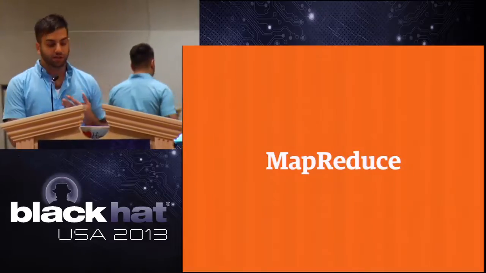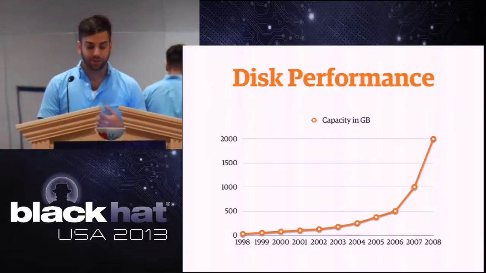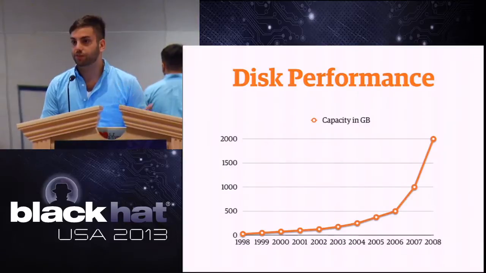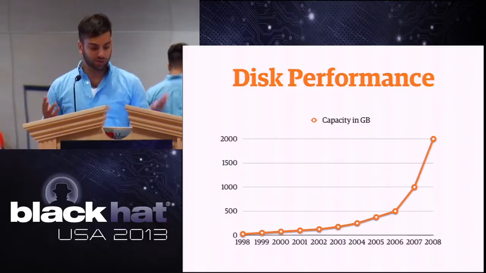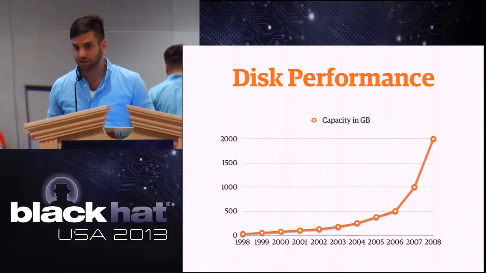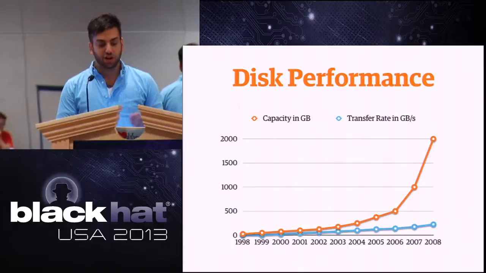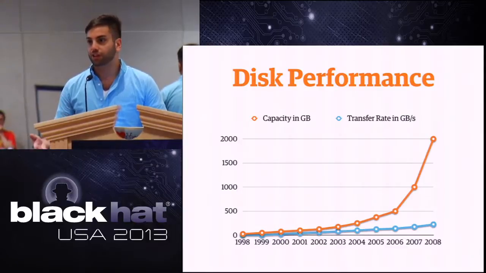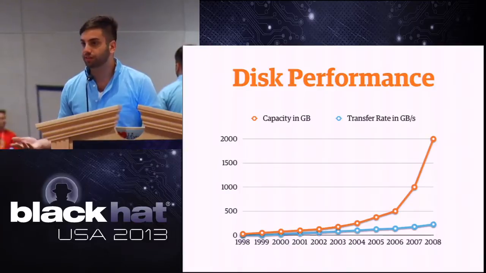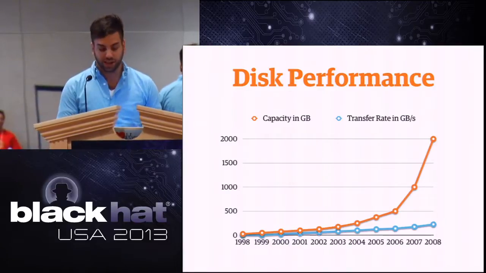So to start off, we're going to talk a little bit about MapReduce briefly. The idea with MapReduce is that over time, disk capacity has grown exponentially. In 1998, we could store a little bit of data on drives. Now we can store a ton of data on drives. Unfortunately, even though disk capacity has grown significantly, the rate at which we can read data from drives hasn't grown nearly as quickly. So we can store all this data on drives now, but the rate at which we can read it off the drive hasn't increased enough for us to make good use of that.